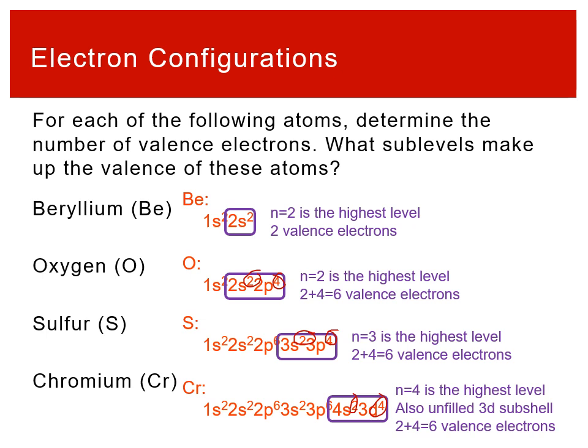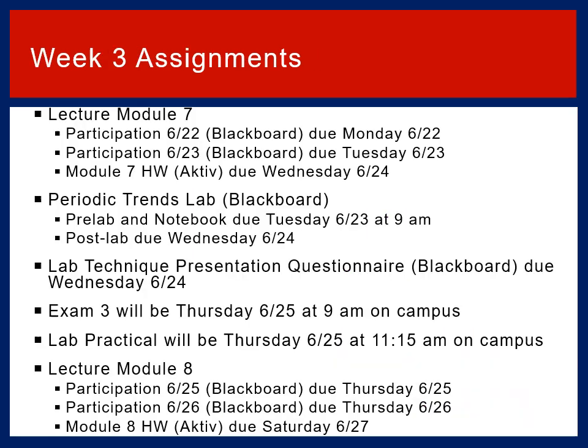We can see that even though chromium has a much higher total of electrons, 24 total electrons, it still only has 6 of those that are valence. Because of this Aufbau, this building up, you only have a smaller number of electrons that are actually on the outside of the atom.